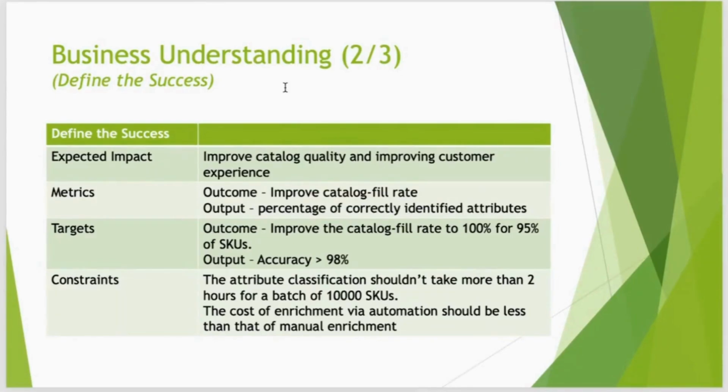Constraints. So there are a few primary constraints. The attribute classification should not take more than 2 hours for 10,000 SKUs. Otherwise, it would end up impacting our cataloging velocity. Secondly, the cost of enrichment via automation should be less than the manual enrichment cost. Otherwise, we'll end up spending more just for the sake of automation.